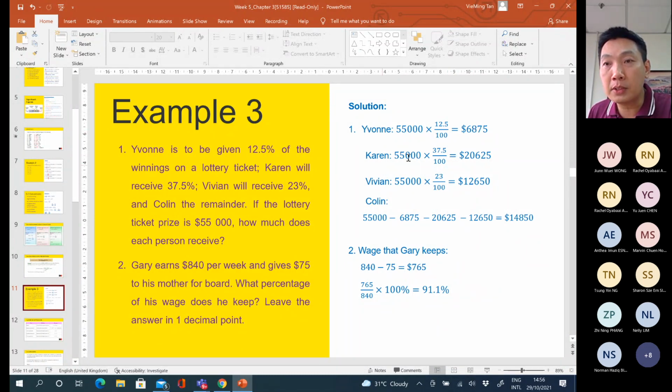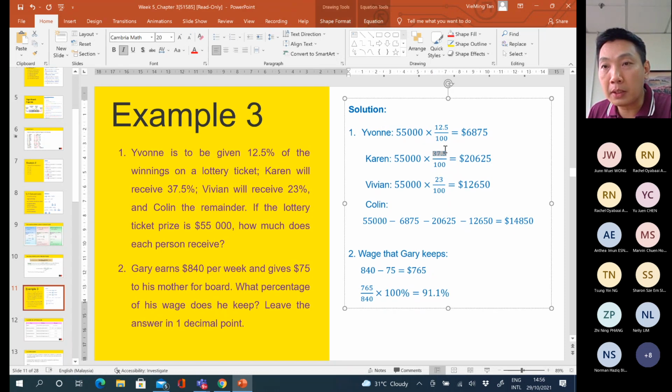Karen is also the same. We just need to substitute this percentage number. The portion is 37.5%, so put it here. Then for Vivian also the same, 23%, just put it here. Then Colin is easy. Once you already have the value for VION, Karen, and Vivian, then you just use the total number, 55,000, minus the prize received by VION, Karen, and Vivian. Then you can get the answer for Colin.